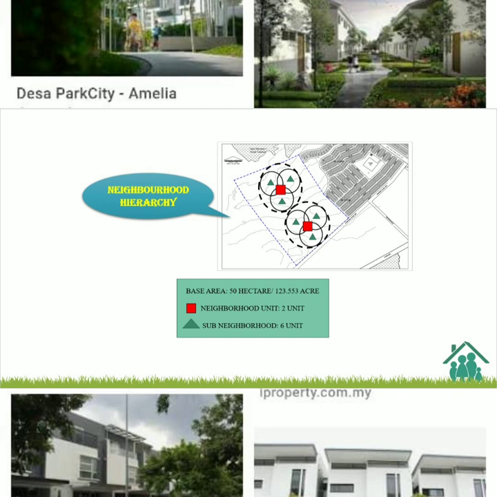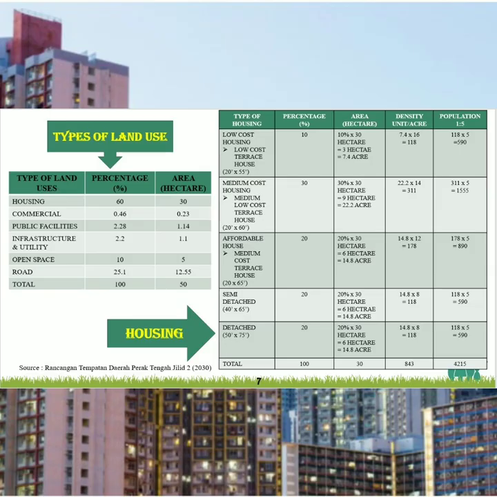Neighborhood hierarchy. In my opinion, 2 neighborhood units with 3 sub-neighborhood units each can fill the 50 hectares of the site area perfectly. Now we proceed to types of land use. For housing, we use 30 hectares, which means 60% of the total land. For commercial, we use 0.23 hectare, which means 0.46% of the total land.